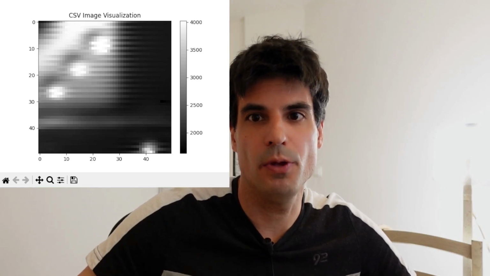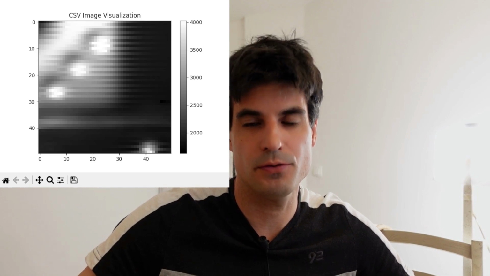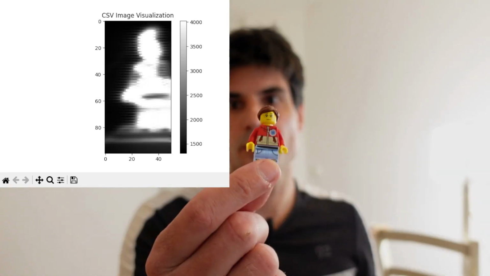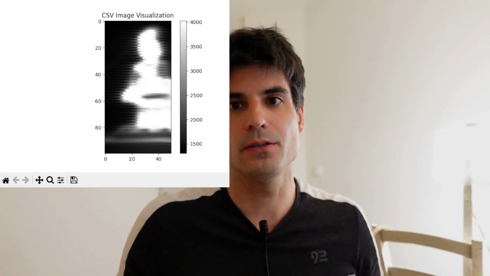The first image that I've made was a 50 by 50 pixel large image of a cube, and although it doesn't seem much, I was very excited to actually recognize the object. This is the image, plotted with matplotlib after being saved into a CSV file. The next thing I tried was this Lego figure, but you can see that the result is not that great.